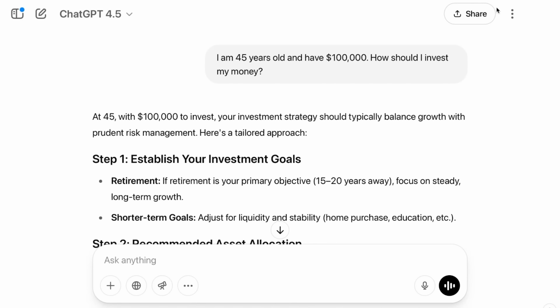You can see here that I'm using ChatGPT version 4.5. I told it to assume that I'm 45 years old with $100,000 to invest and asked what to do with my money. With no extra details, it assumed I had a balanced or medium risk tolerance and was aiming for retirement. Fair assumptions, and this is pretty standard stuff, but if your particular situation doesn't match the AI's assumptions, then be ready to add some clarifying prompts.